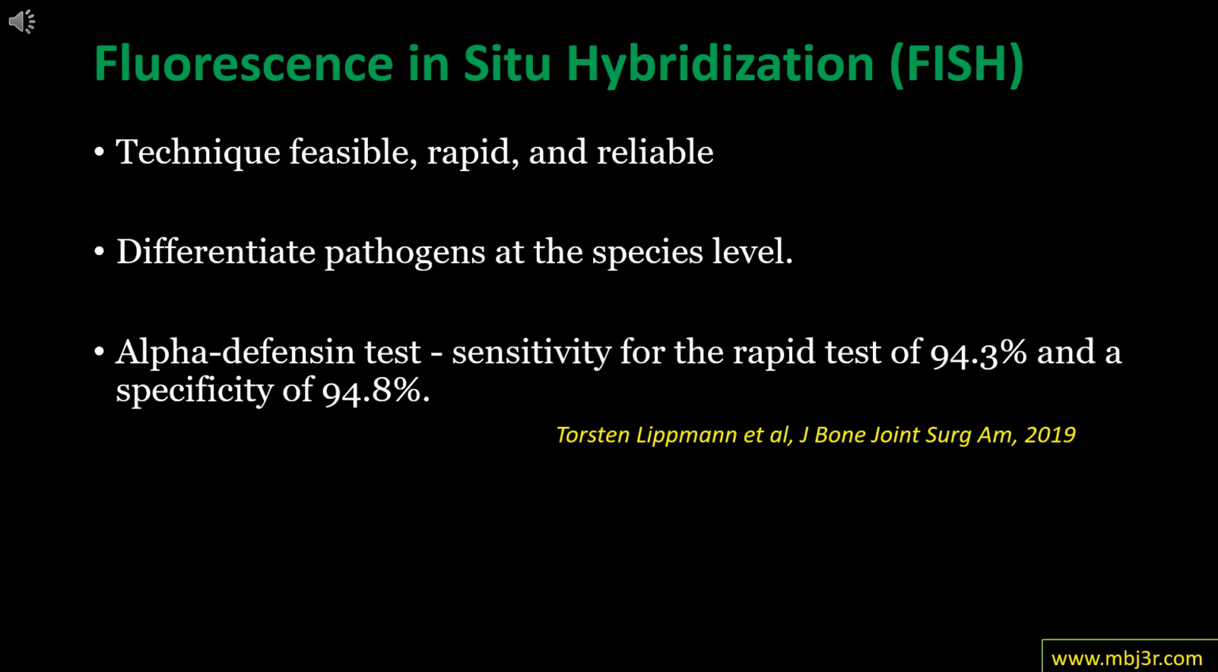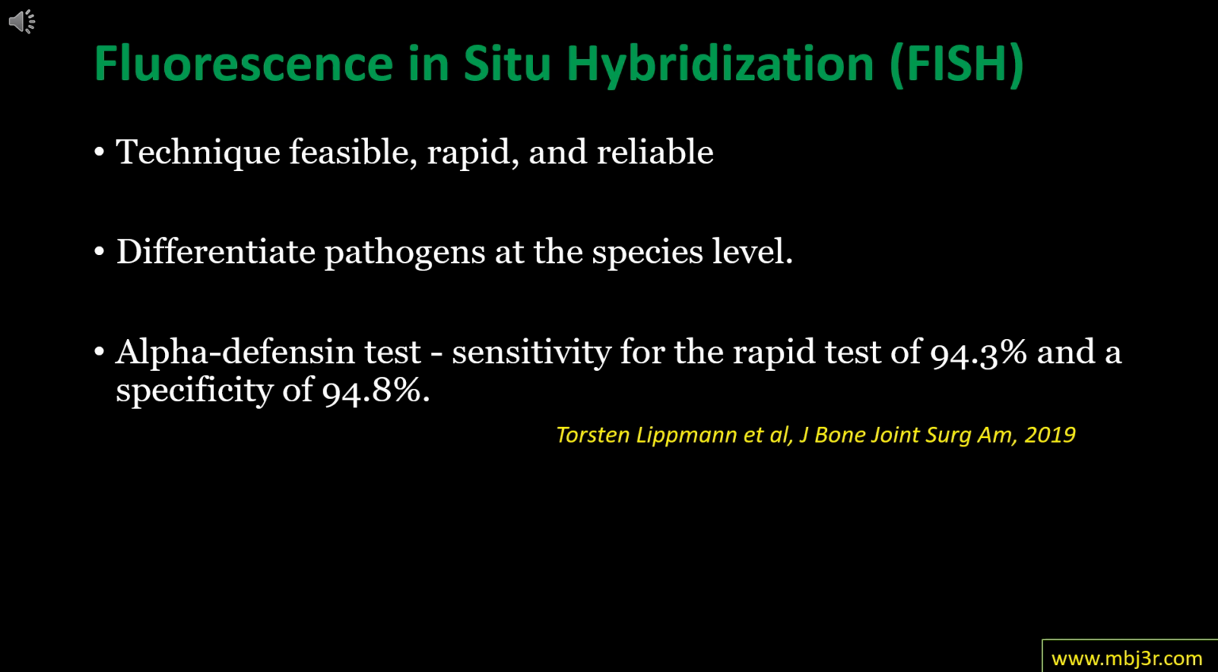A separate study published in JBJS 2019 assessed whether fluorescence in situ hybridization of formalin fixed and paraffin embedded periprosthetic tissues improved the diagnosis of joint infection. The authors found the technique feasible, rapid, and reliable, especially when combined with the clinical and histopathological classifications. The FISH technique was also able to differentiate pathogens at the species level.